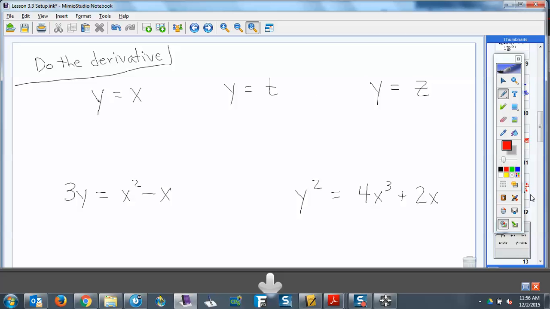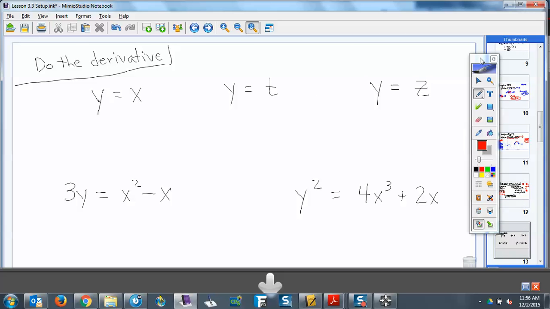All right, so let's do some examples here. My directions to you here are do the derivative. So, what would you write in this case? Y prime equals, no, what? 1. Because what were we doing there?